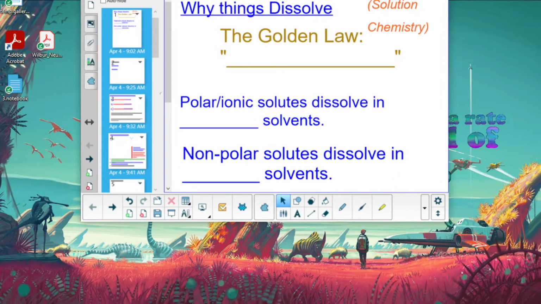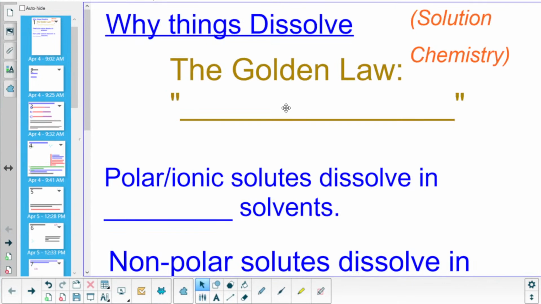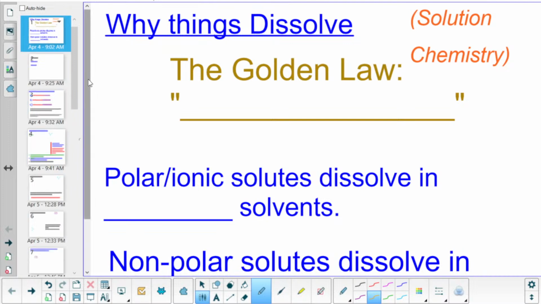Now that we know about the forces, we're going to do why things dissolve. The golden law. The golden law for dissolving and solvents and solutes is like, oh God, I can't spell dissolves.